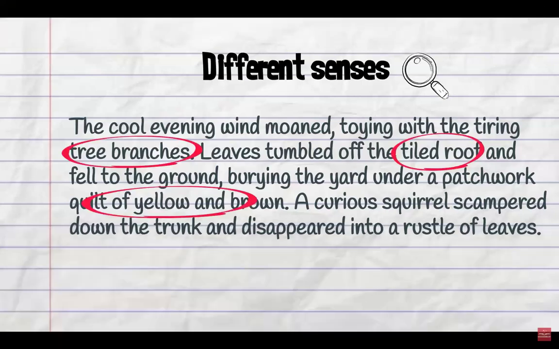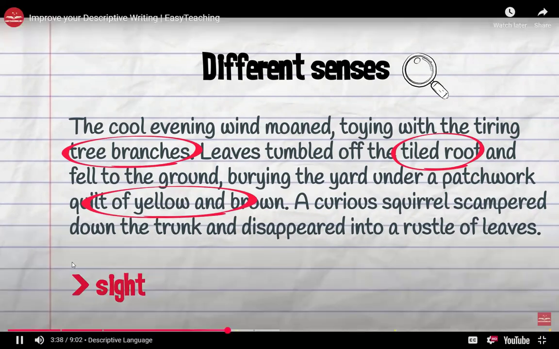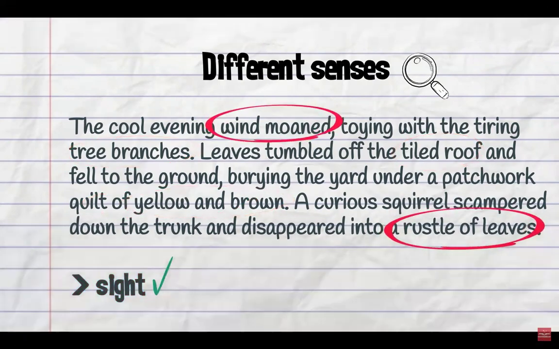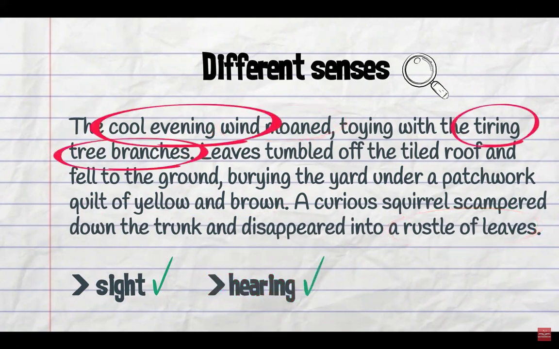Here the author has focused on the sense of sight: tree branches, tiled roof, yellow and brown leaves. Here the author has described what the reader should hear: the wind moaned, rustle of leaves. And here the author has made descriptions to let the reader feel: cool wind, tiring tree branches.